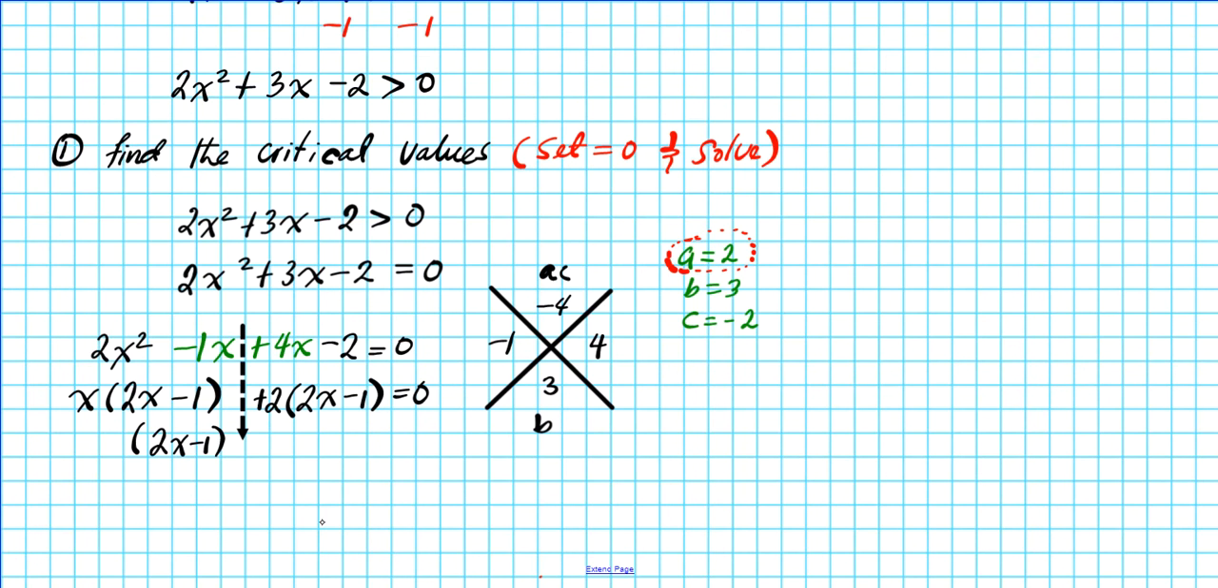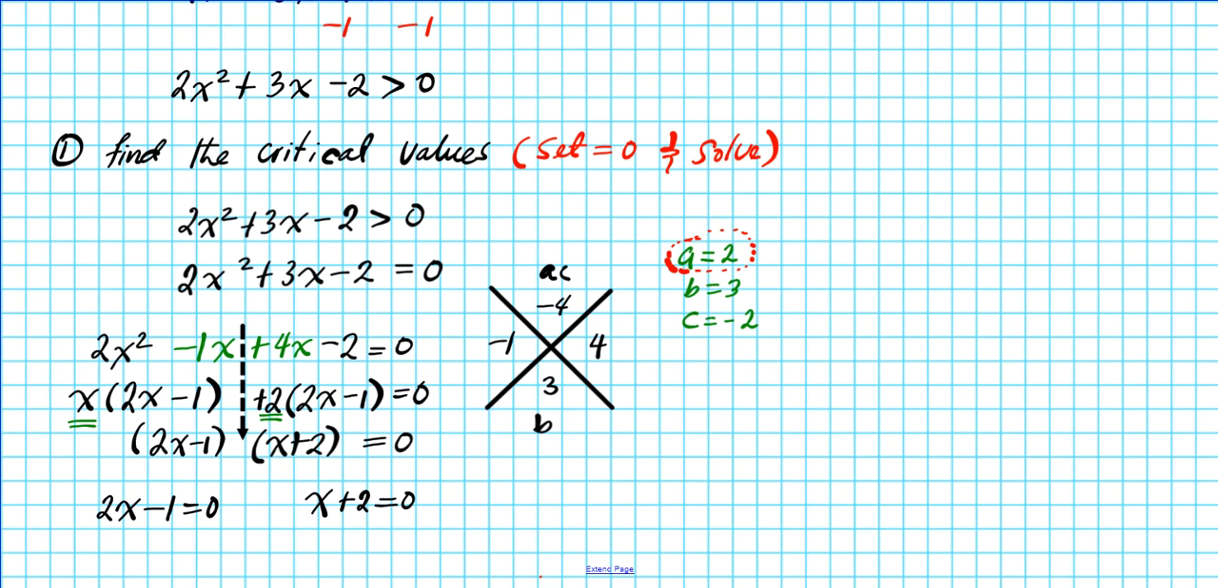Now the terms on the outside, x and positive 2, can be clustered together in their own parentheses, x plus 2, and set equal to 0. Now we're going to use the zero product property to find our two critical values. That involves setting both quantities equal to 0.